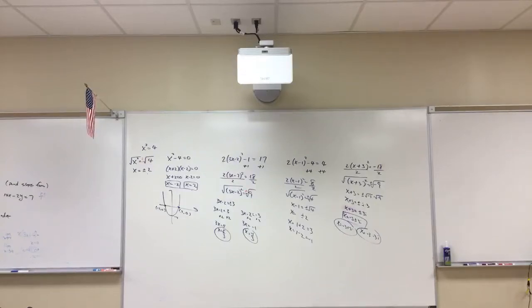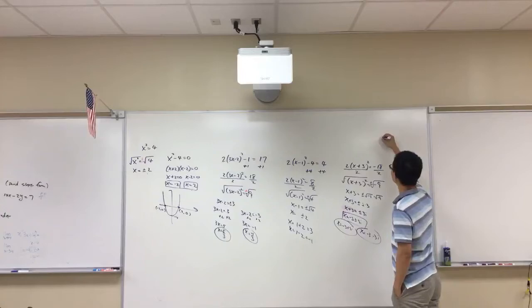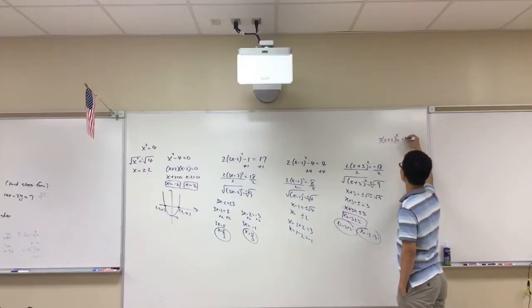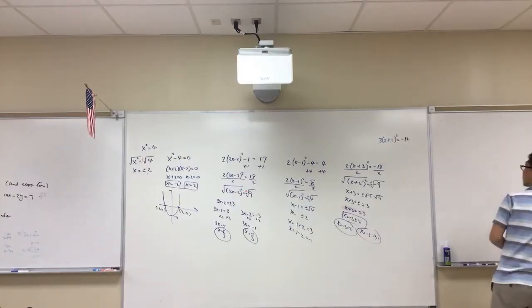Question about this part? You should give us another one. Okay, one last one here. So let's say I have 3x plus 1 squared, that's equal to -12. You should be able to finish your problem.